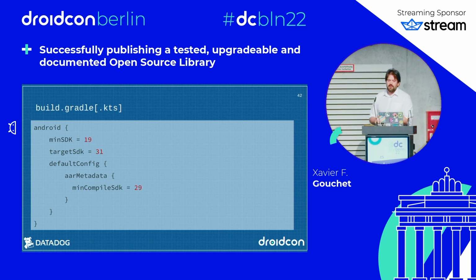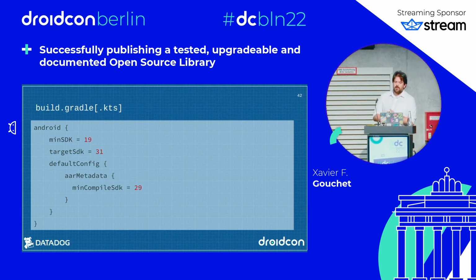Also, you can add in the Android block of your build.gradle file, of course, a min SDK and target SDK to say which version you're compatible with. And this is the question that you need to ask yourself: what range of API do you want to be compatible with? But also, you can have the AAR metadata to say what's the minimum compile SDK that I'm allowing. So the compile SDK is not necessarily the same one as the target SDK. Meaning you can say, oh, I need people to target at least 29 to be able to use my library.